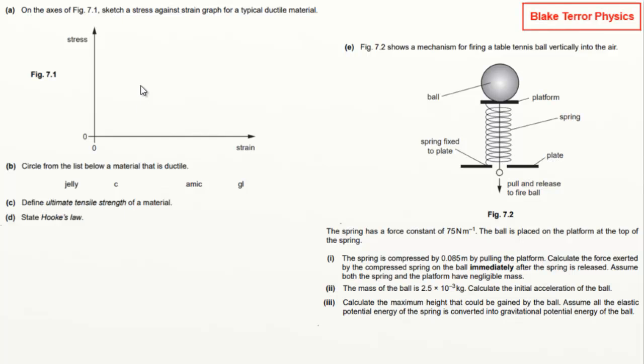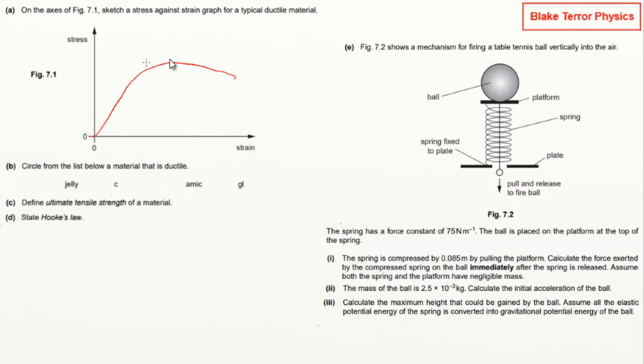On the axes below, sketch a stress against strain graph for a typical ductile material. Well, it's open to debate what typical means, but ductile material. So we want to start off with our straight line. This is our region of Hooke's law applying. After this, you've got various things you can draw, but we need to have something for ductile material where you're getting a big increase in strain for little change in stress, or even a reduction in stress.